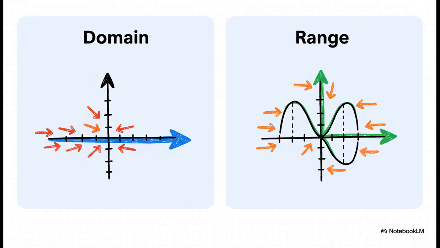So let's break down what they actually mean. Okay, this chart lays it out perfectly. The domain is all about the inputs, the x values. Think of it as all the numbers you're allowed to plug into the function. The range, on the other hand, is all about the outputs, the y values you get back. The simplest way to remember it: domain is horizontal, left to right. Range is vertical, up and down.